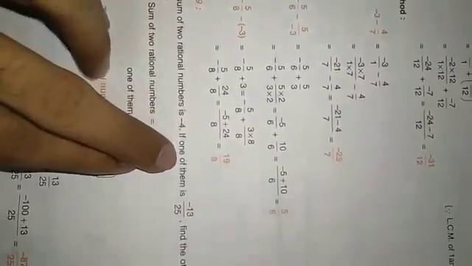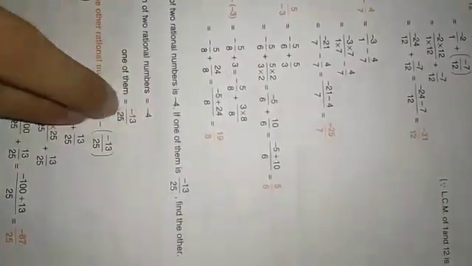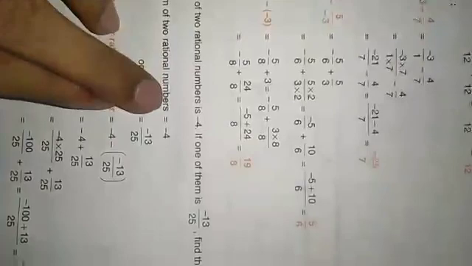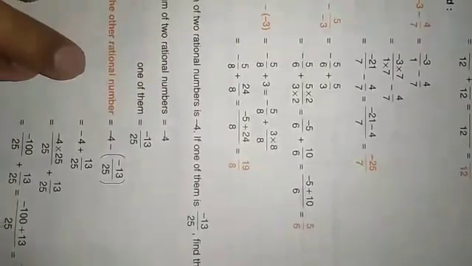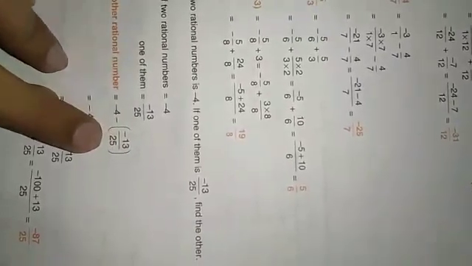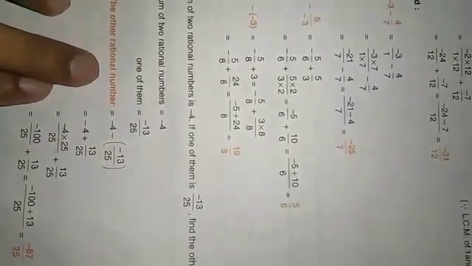Okay, suppose the sum of two rational numbers, example 9: the sum of two rational numbers is minus 4. If one of them is minus 13 by 25, find the other. So what we need to do, we know that the sum is minus 4. If one of them is minus 13 by 25, then if we subtract this rational number from the sum, we will get the second rational number, is it not? So minus 4 minus minus 13 by 25 will be the second rational number.